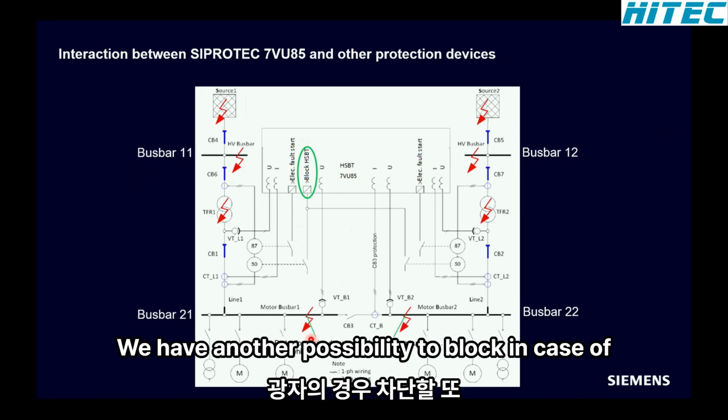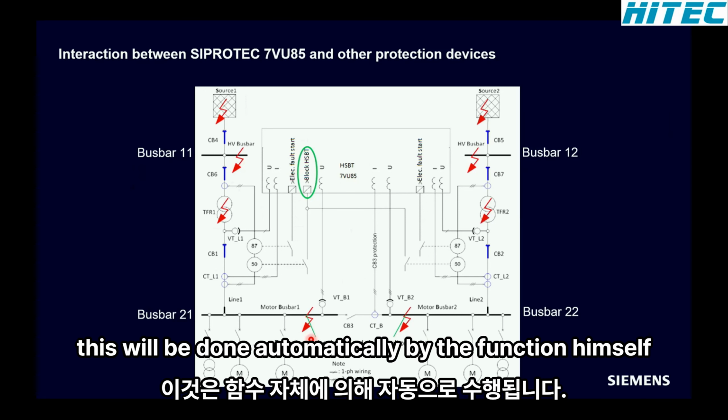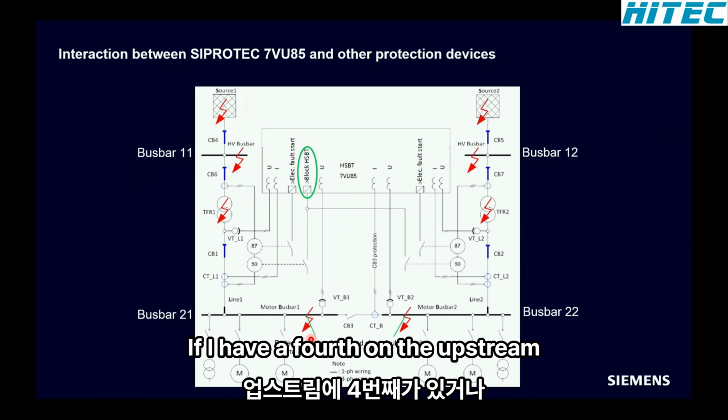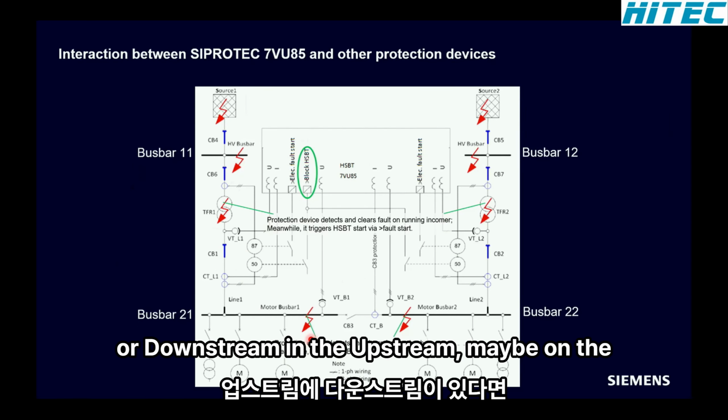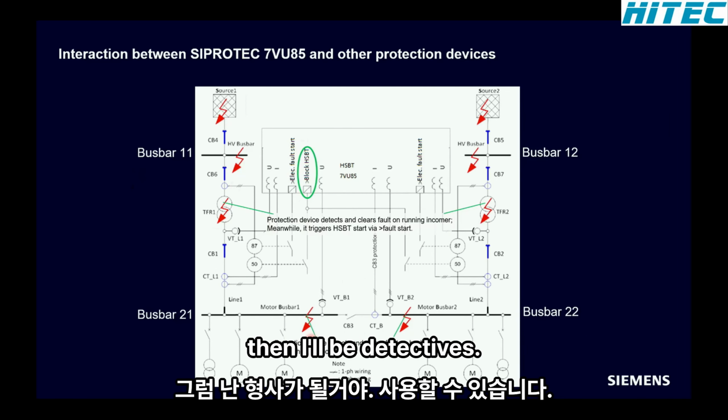We have another possibility to block in case of a fault on the motor bus. This will be done automatically by the function itself, and after clearing the fault, the functionality needs to reset. When we have a fault on the upstream or downstream infeeds, maybe on the transformer, then we detect these.